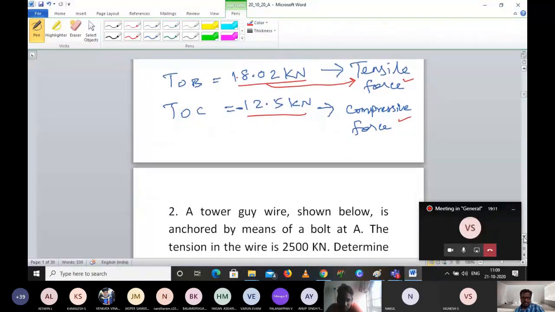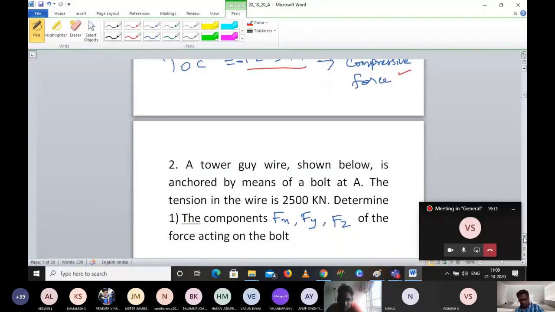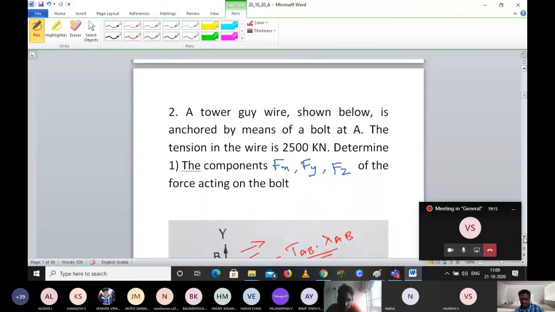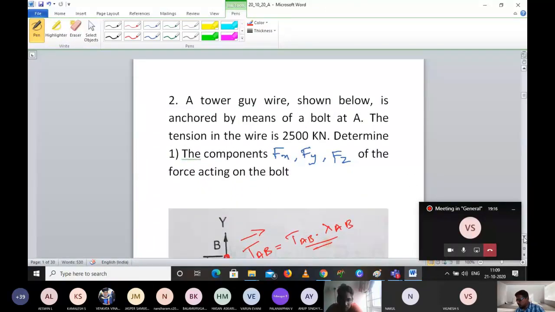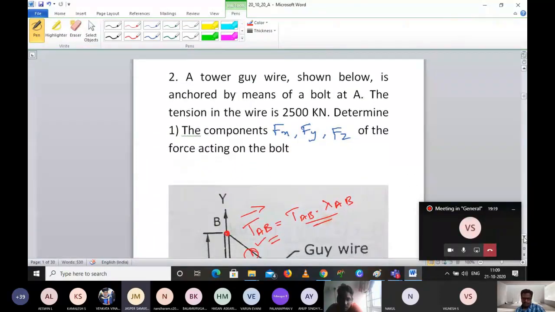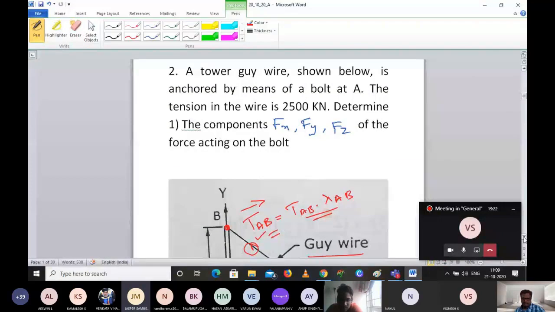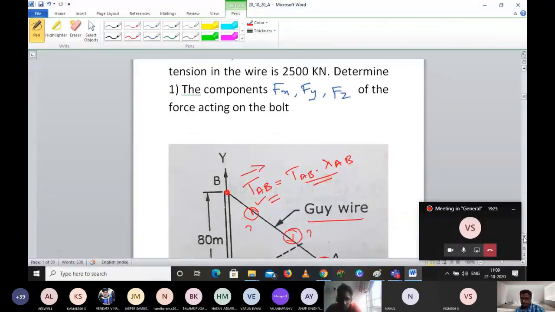Okay, and next problem, this one I have given you. Any doubt in this second one? No sir. Okay, fine then. A tower guy wire is anchored, and the value is given as 2500 kilonewton. They asked you to determine the components Fx, Fy and Fz.